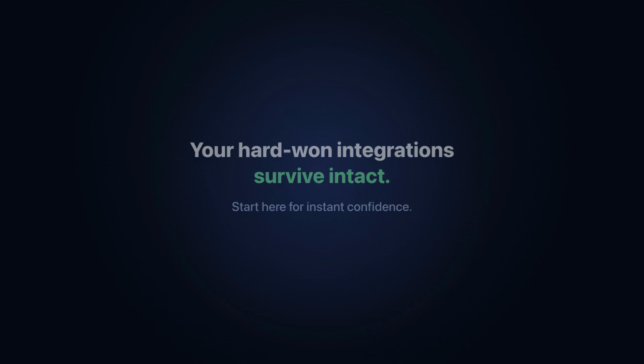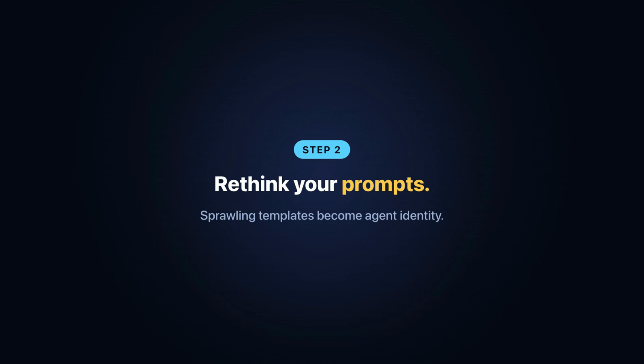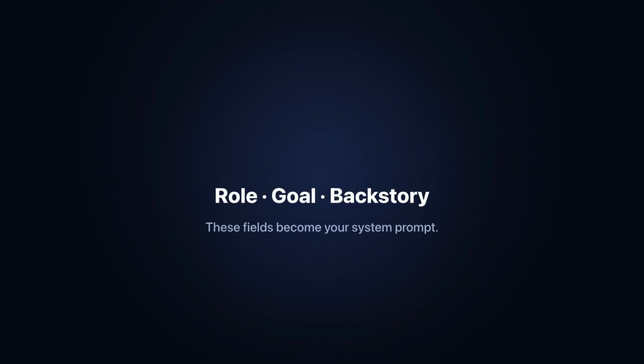So take that giant prompt that says, "You are a meticulous research assistant who always cites sources," and decompose it. The persona becomes the backstory, the objective becomes the goal, and the specific deliverable becomes the task description. It feels strange at first, but it produces far more maintainable code.